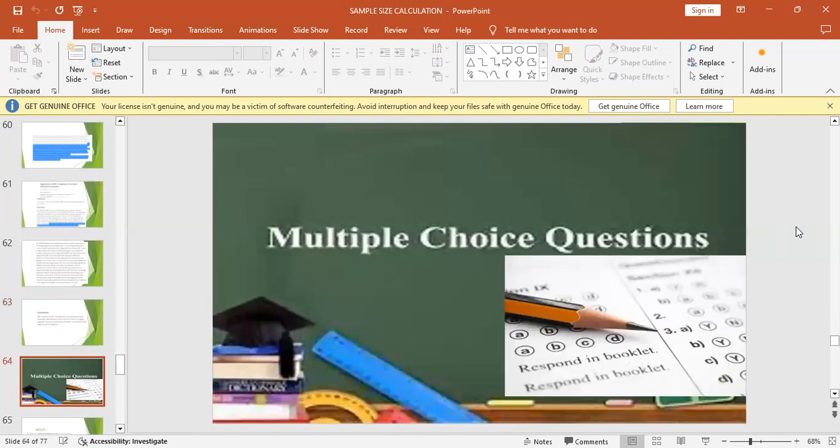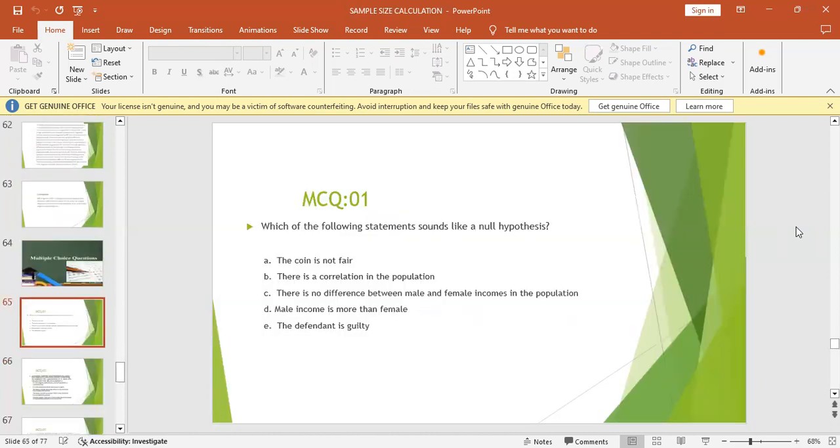Now the time for the MCQs. Which of the following statements sounds like a null hypothesis? A: Whether the fine is fair or not, there is a correlation in the population. B: There is no difference between the male and female incomes in population. C: Male income is more than the female, or the defendant is guilty.